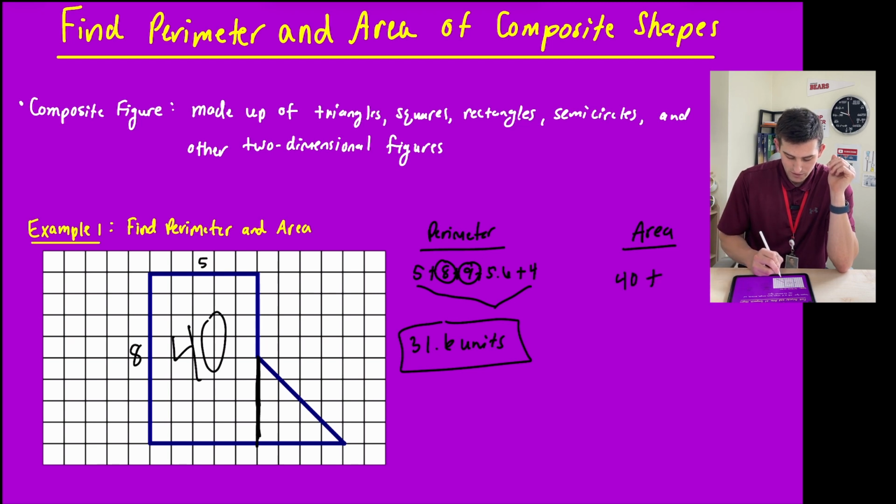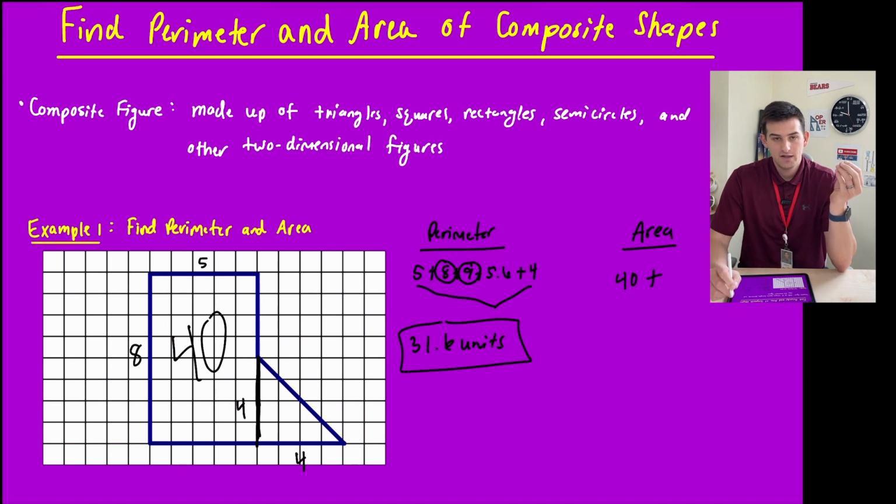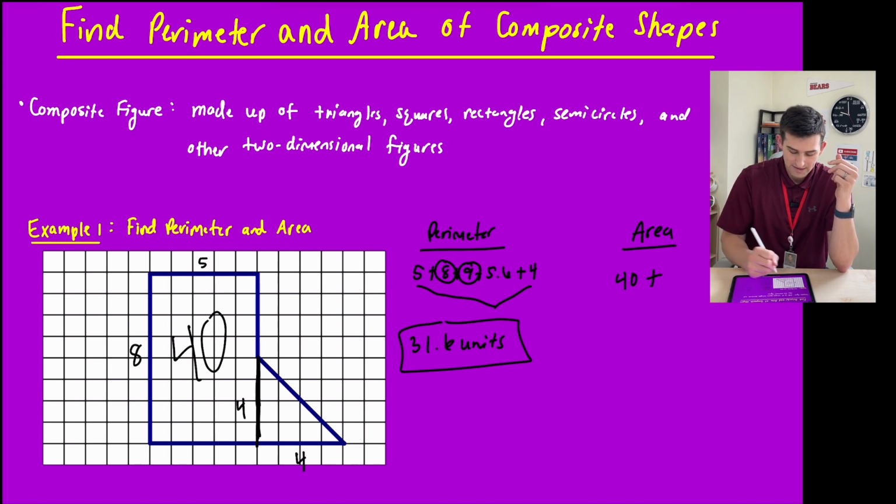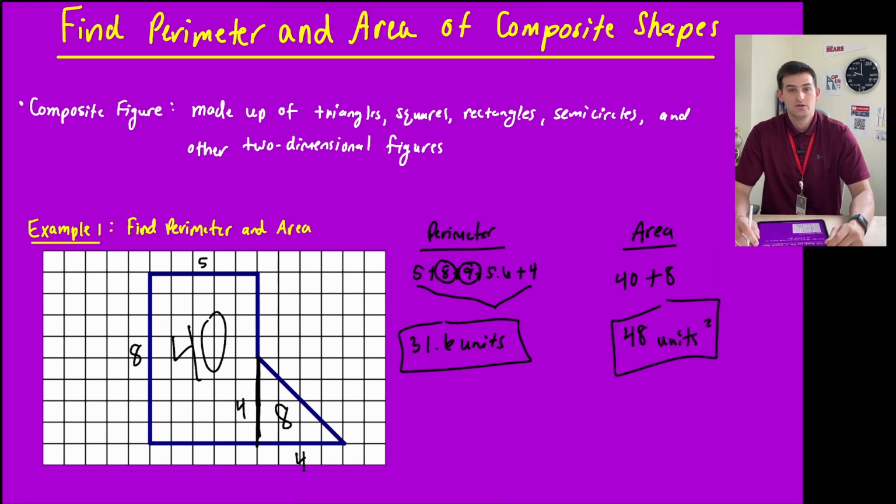Now here this would be 1, 2, 3, 4, 1, 2, 3, 4. So our area is going to be 4 times 4. That's our base times our height, which would be 16. And then half of that, so this would be 8. Okay, so we can add 8 there. So we get a total area of 48 square units.